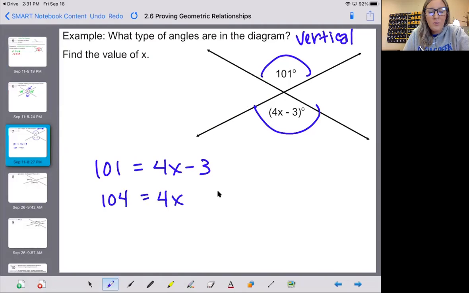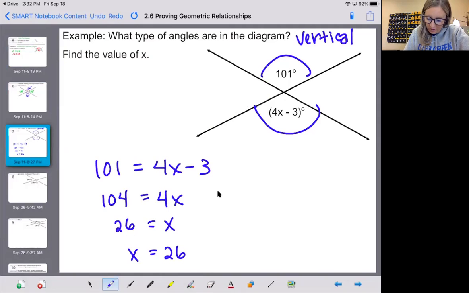And then I'm going to divide both sides by 4, using the division property of equality. I'm actually going to even go one step further and switch that around using the symmetric property of equality.